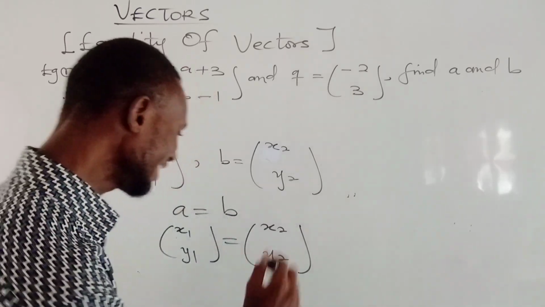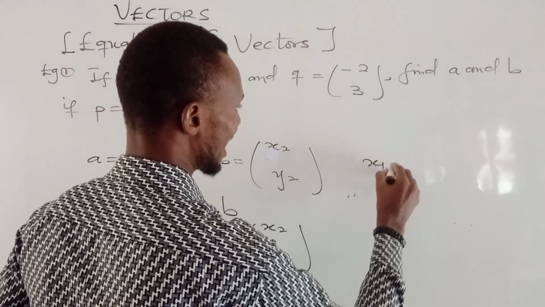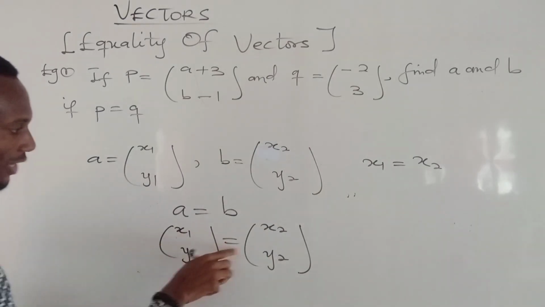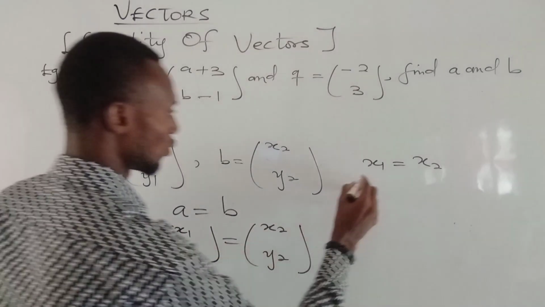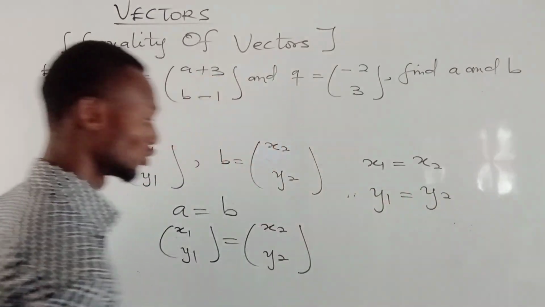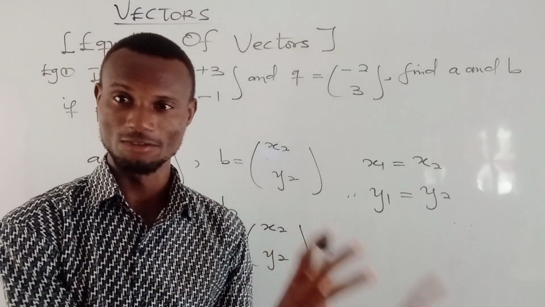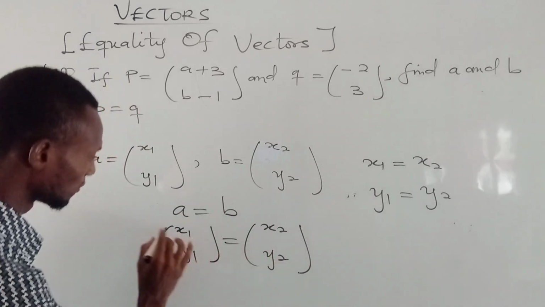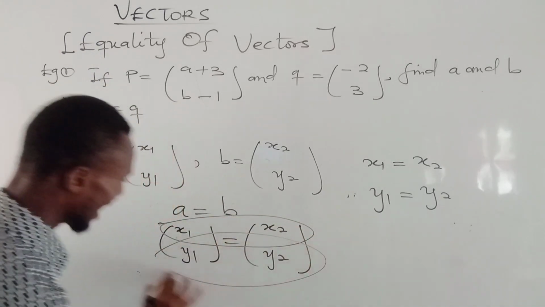So now, when I take my s1, I can equate it to s2. So s1 equals s2, and when I take my y1 also, I can equate it to y2. So my y1 is also equal to y2. So that's the explanation on equality of vectors. We can equate corresponding components. So we equate the values at the top and we equate the values at the bottom.